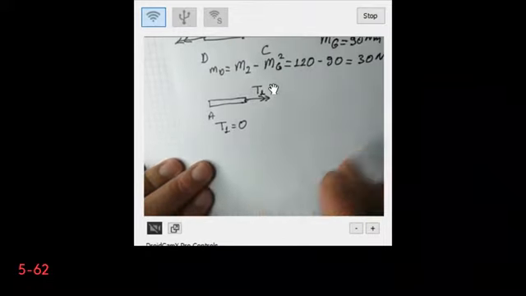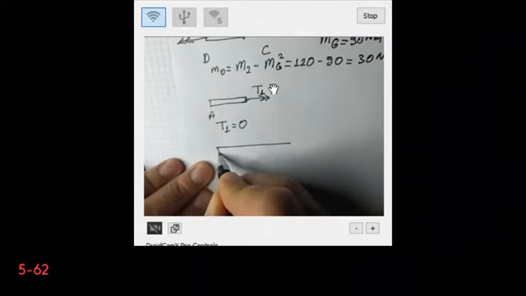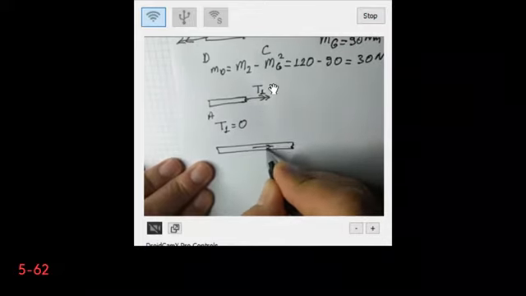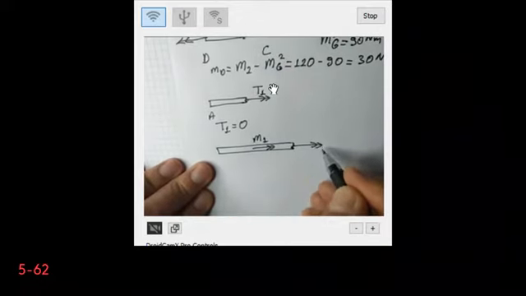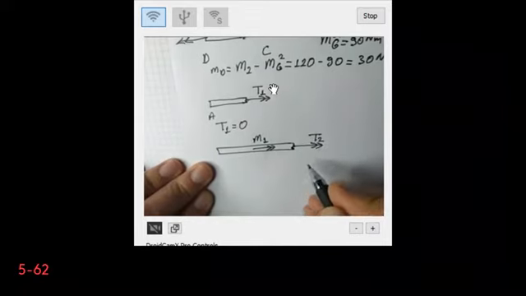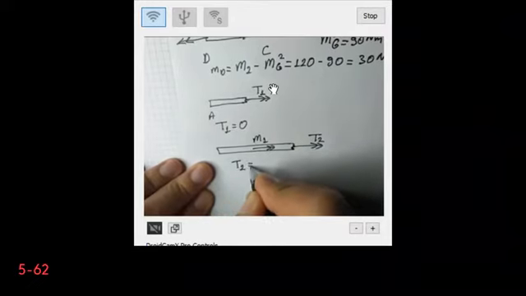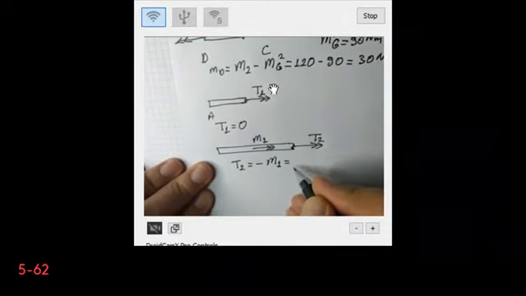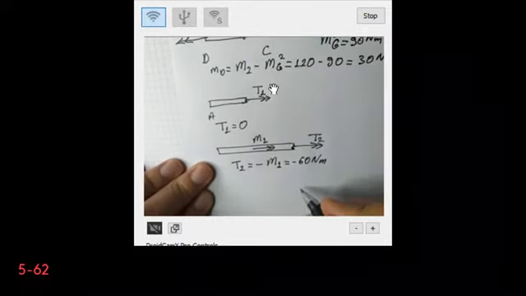Then I will make a second cut. Now I have my torque M1. This is T2. Therefore T2 is equal to minus M1, which is minus 60 Newton meters.